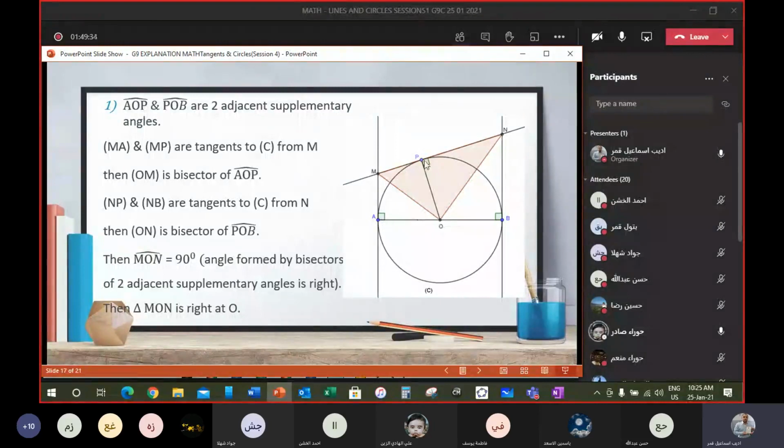We said AOP and POB are adjacent supplementary angles. MA and MP are two tangent segments, so MO becomes an axis of symmetry, meaning it becomes the bisector of angle AOP. Also NP and NB are tangent segments, so they are equal. Then NO is an axis of symmetry, so NO becomes the bisector of angle POB. So I have MO bisector of angle AOP and NO bisector of angle POB. This is the angle formed between two bisectors of two adjacent supplementary angles, so angle MON turns out to be 90.